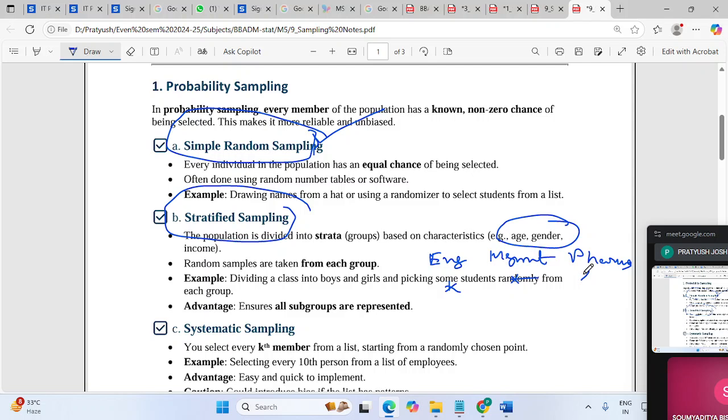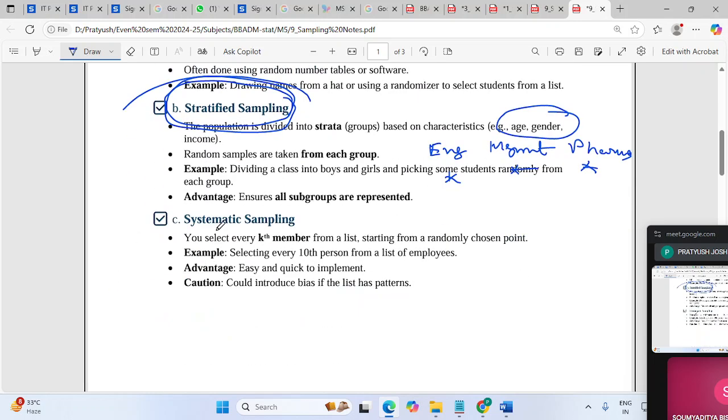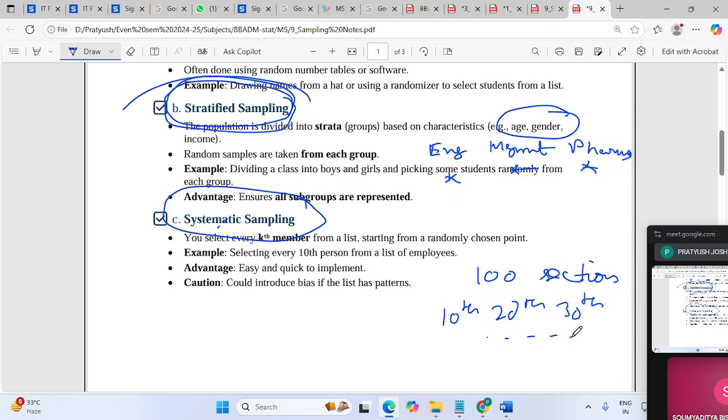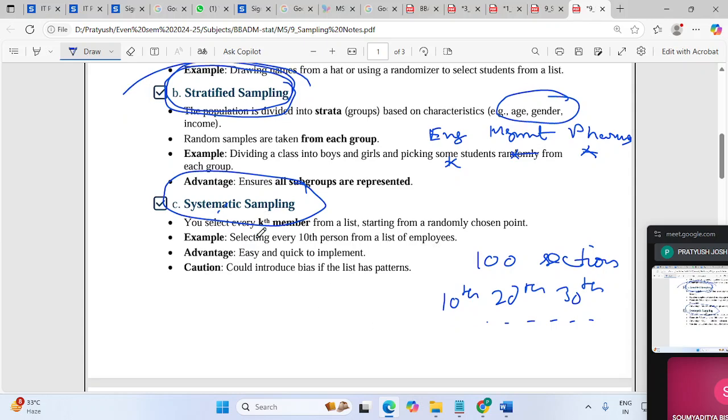So that could be stratified sampling. And another one is systematic sampling. Systematic sampling means that let's say we make a list and we have 100 sections in our university, and out of those 100 sections, we start selecting 10th, 20th, 30th, and so on. And then we select all those 10 classes, 10, 20, 30, 40, 50, 60, 70, 80, 90, 100. And then out of those classes, we collect the sample and then we do the testing. So that is systematic sampling.